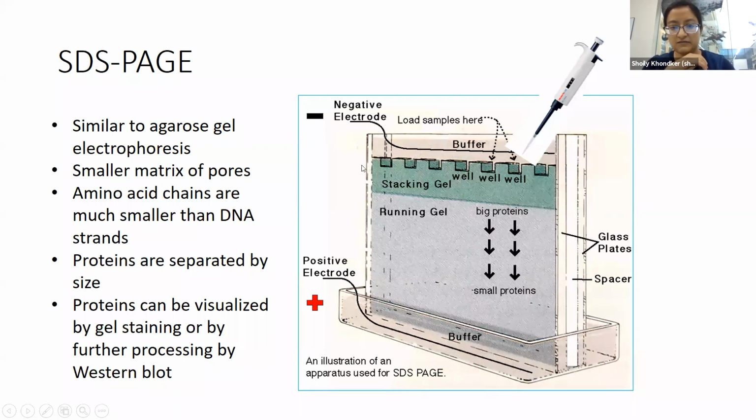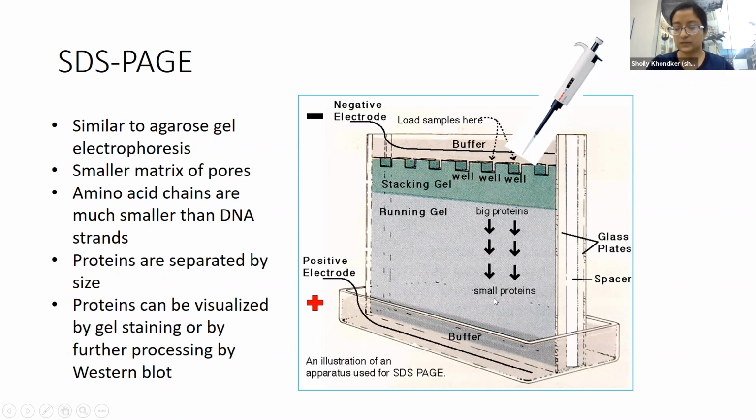On the top here, you have a negative electrode passing through the apparatus, and you have wells where the protein sample is placed. Then when it's turned on, the positive electrode is at the bottom here, and the proteins, which are coated with a negative charge at this point, travel from the top to the bottom.